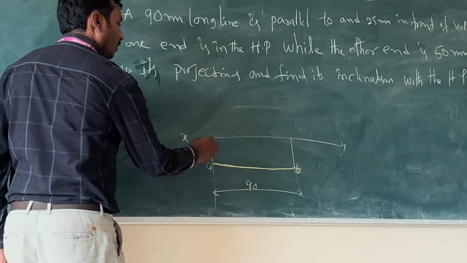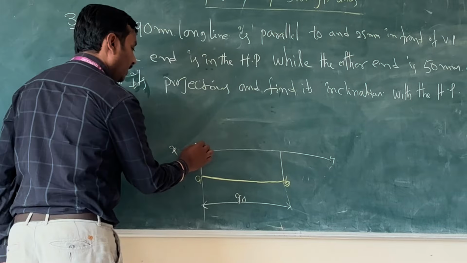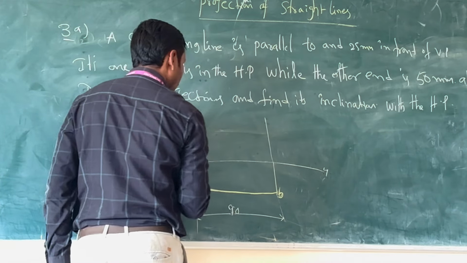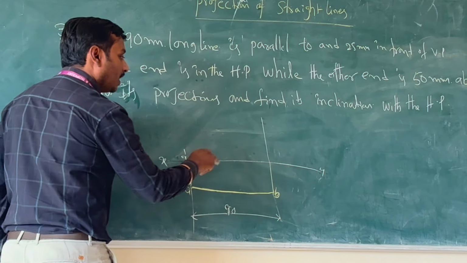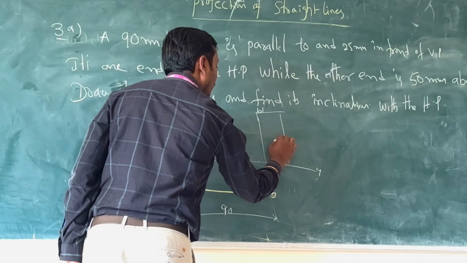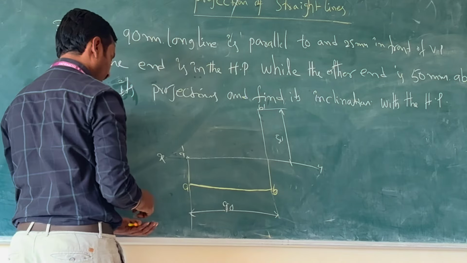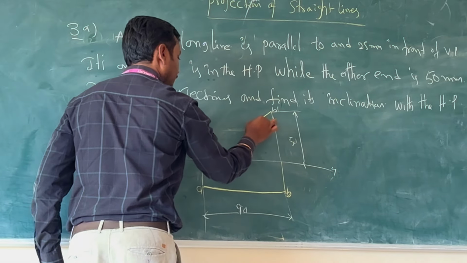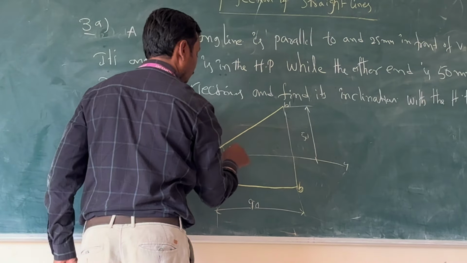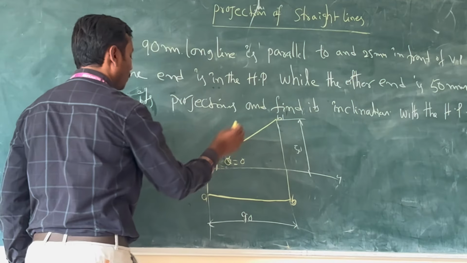One end is in HP. That is A dash. The other end is how much above HP? B dash, 50 mm above. Then join this line. This is theta. The other problem is easy.